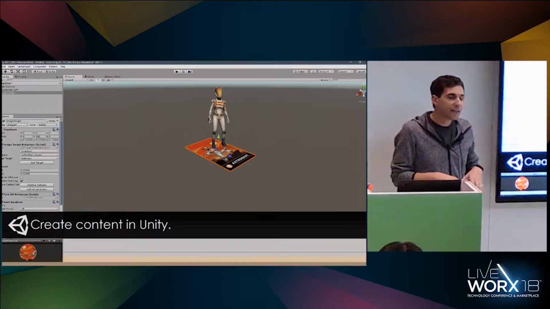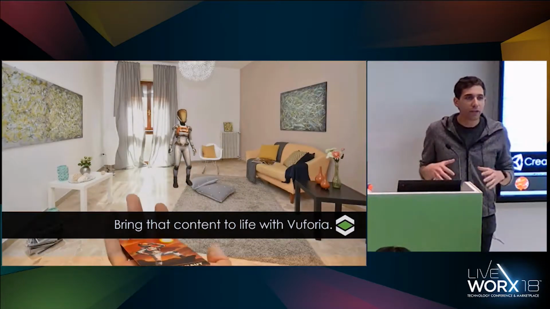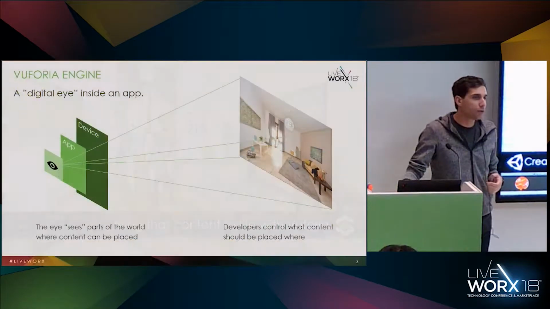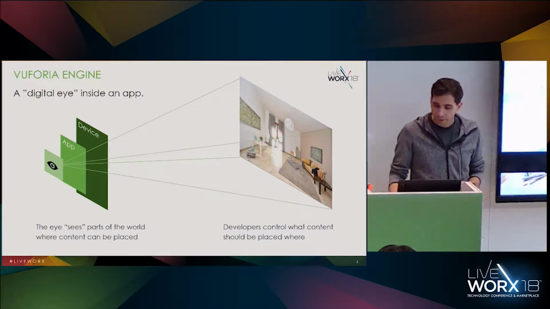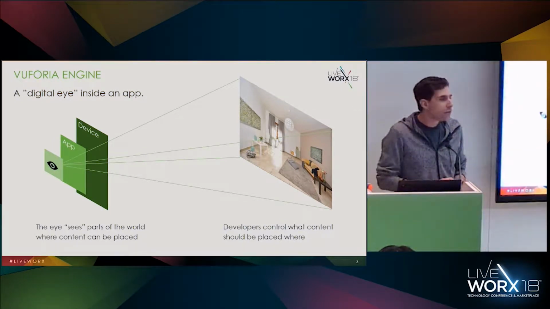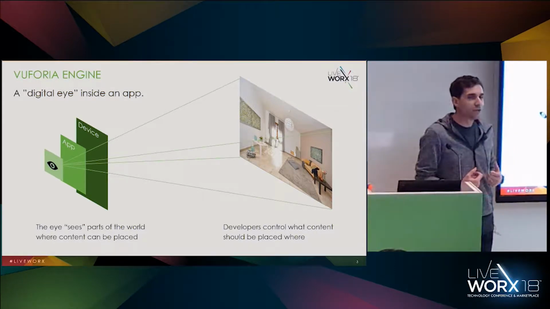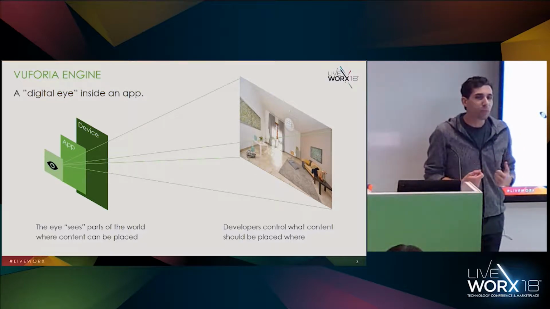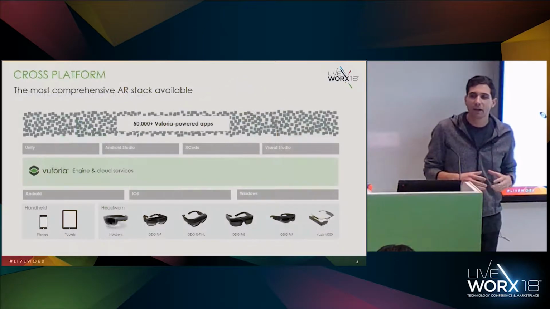The idea here is that you can use Unity to create your content and your experiences, and you use Vuforia to bring it into the real world. The way that we like to think about the Vuforia engine is that it gives your applications an eye into the real world. Vuforia uses advanced computer vision to understand the world and allow you to put content onto objects and environments.